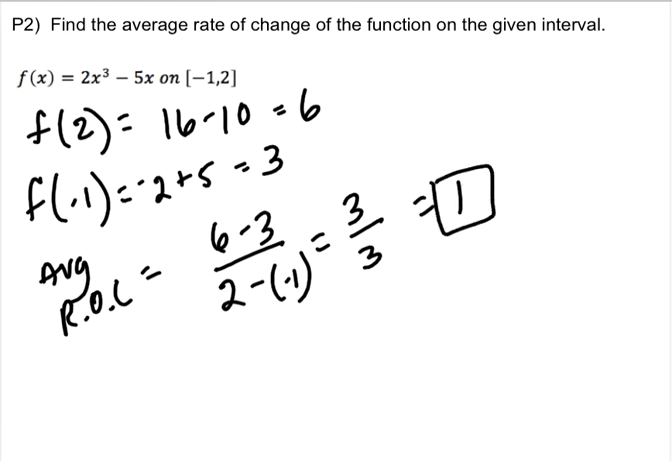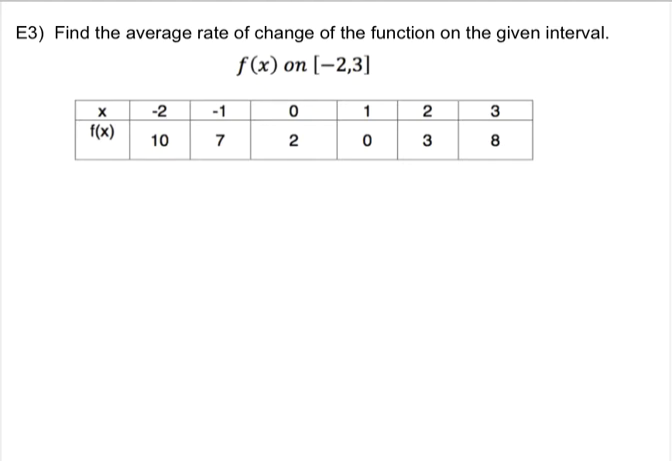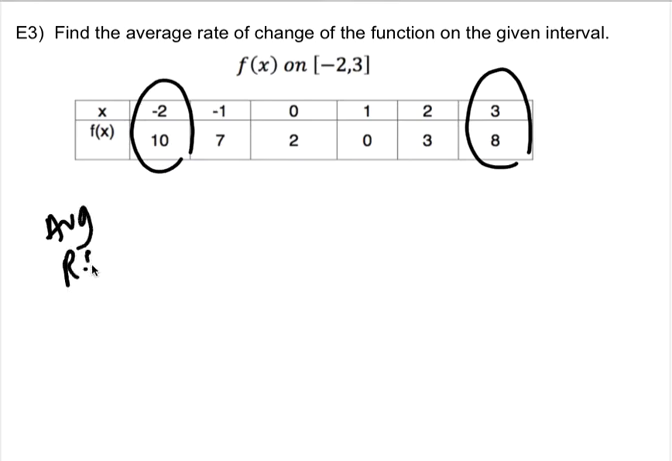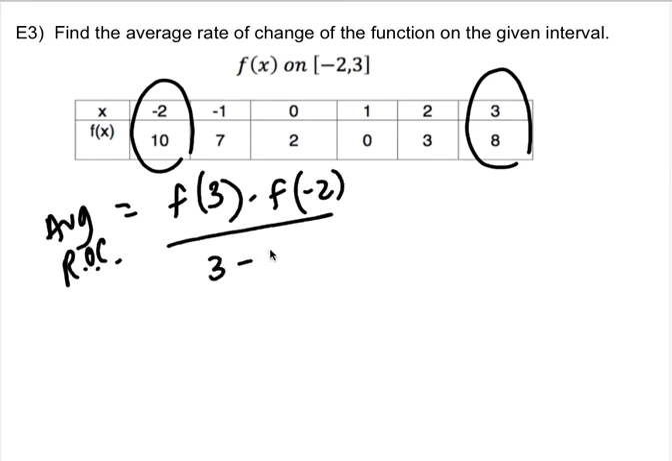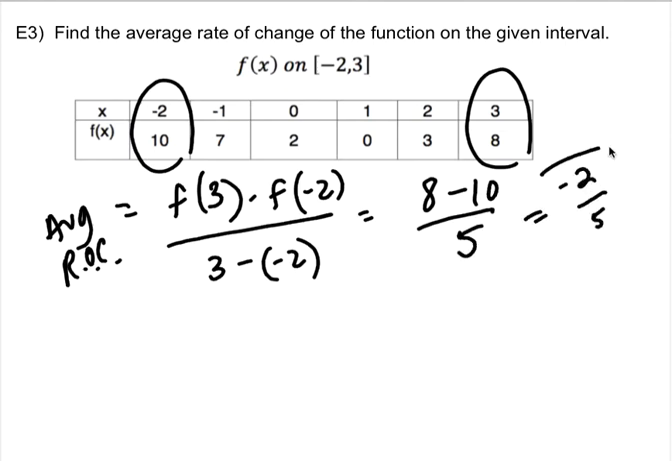Cool. All right, so now we're going to be given a table, and we're going to find the average rate of change on the window from -2, which is here, to 3, which is here. So in this situation, I'm handed this table, and they've done most of the work for me, right? My average rate of change should just be f of 3 minus f of -2 over 3 minus -2. Well, those are numbers I was given, right? I was given f of 3 is 8. I was given f of -2 is 10. So 8 minus 10 over 5 gives me -2/5.